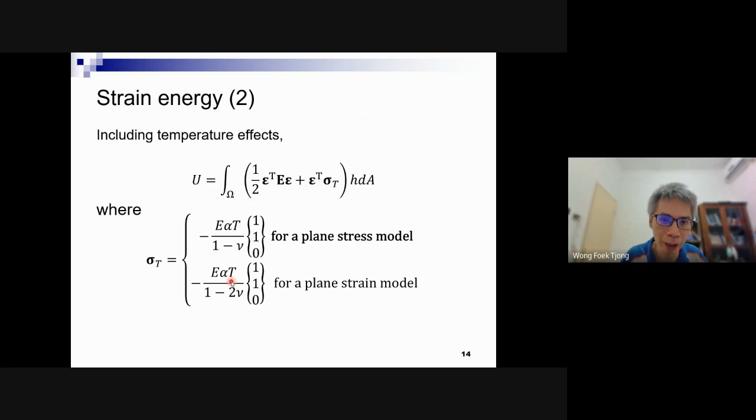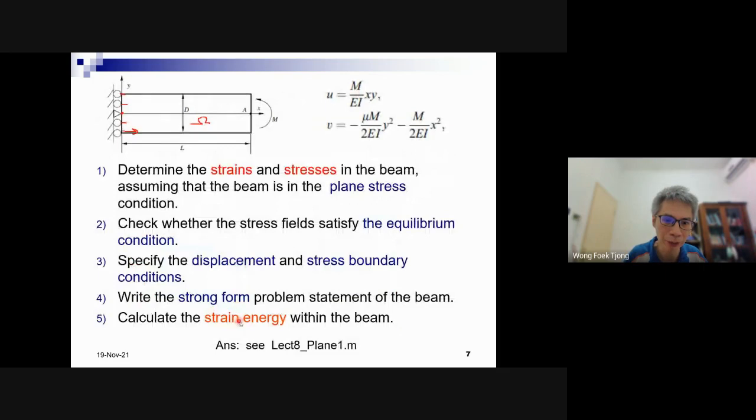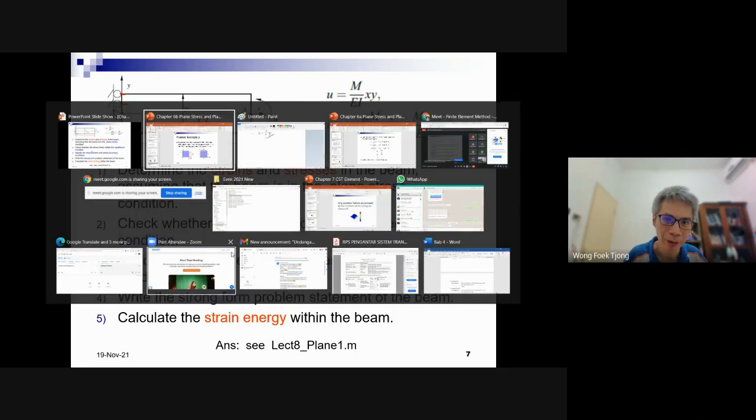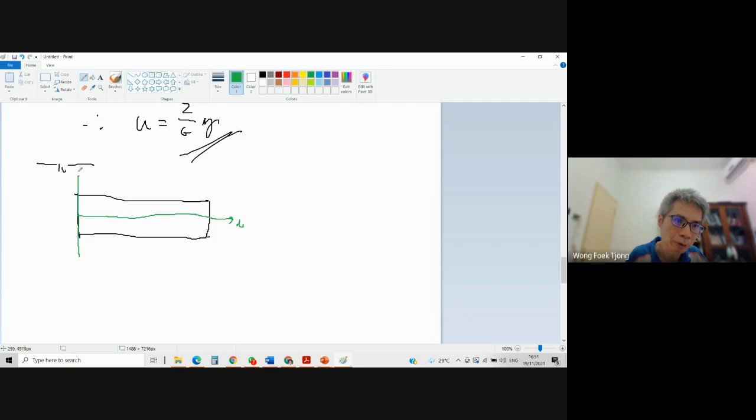So let me now give the answer to the problem from the last part of my video, right? Calculate the strain energy of this beam bending. Let me do it here. Beam bending. The xy coordinate is this one, x, and this is y.